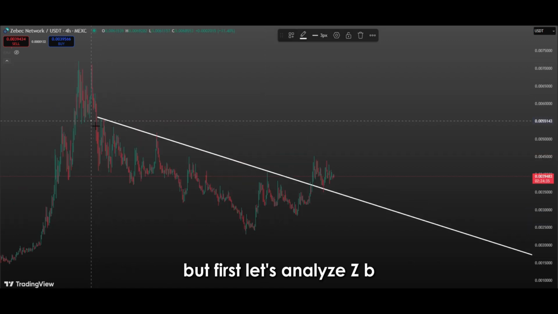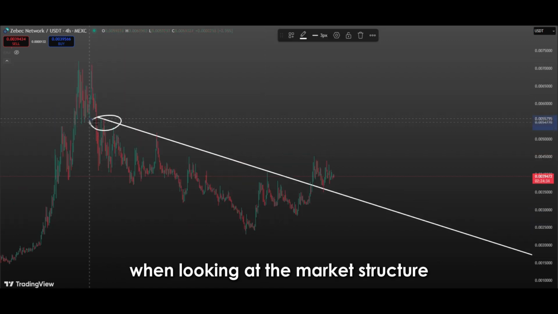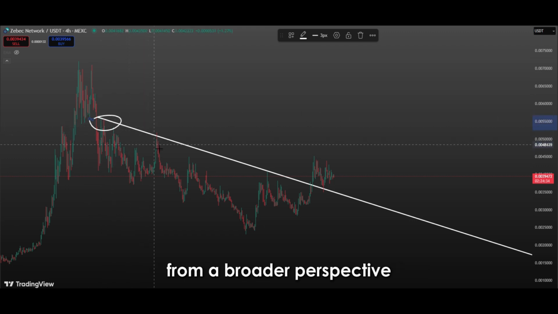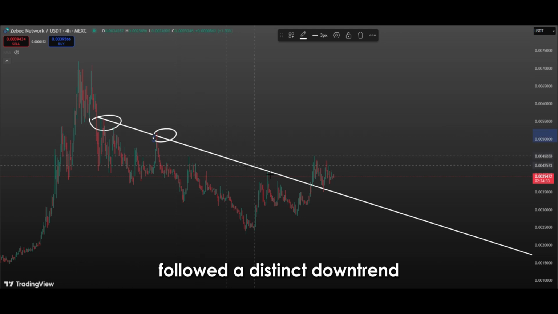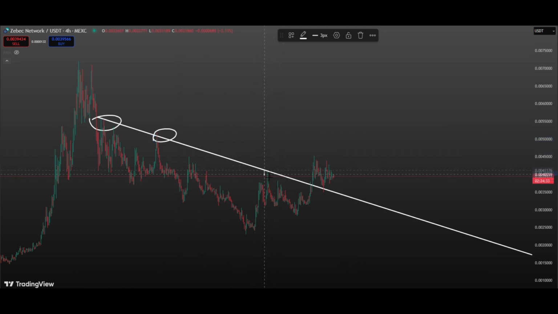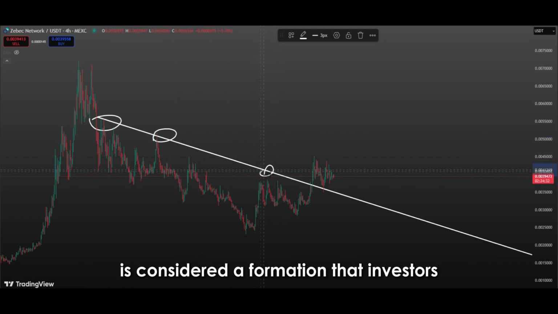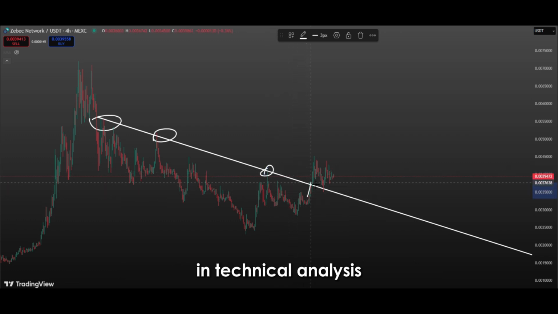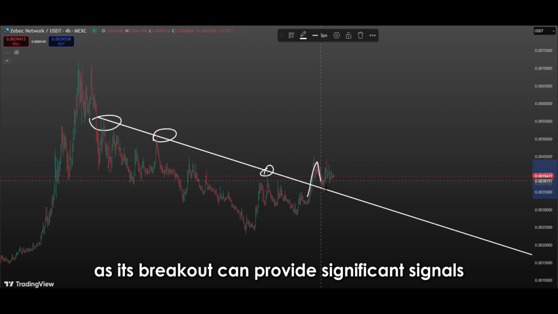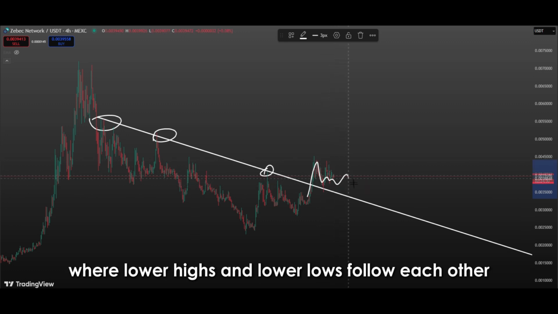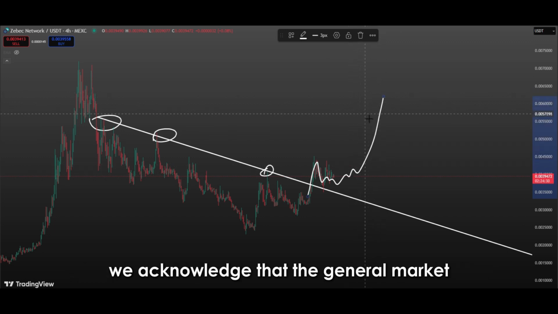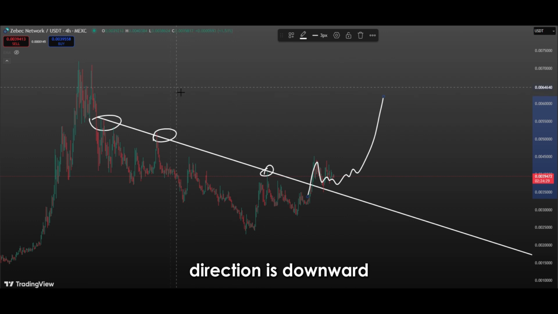But first, let's analyze ZBCN. When looking at the market structure from a broader perspective, it is evident that price movements have previously followed a distinct downtrend. This descending trend is considered a formation that investors closely monitor in technical analysis, as its breakout can provide significant signals. Especially in a structure where lower highs and lower lows follow each other, we acknowledge that the general market direction is downward.